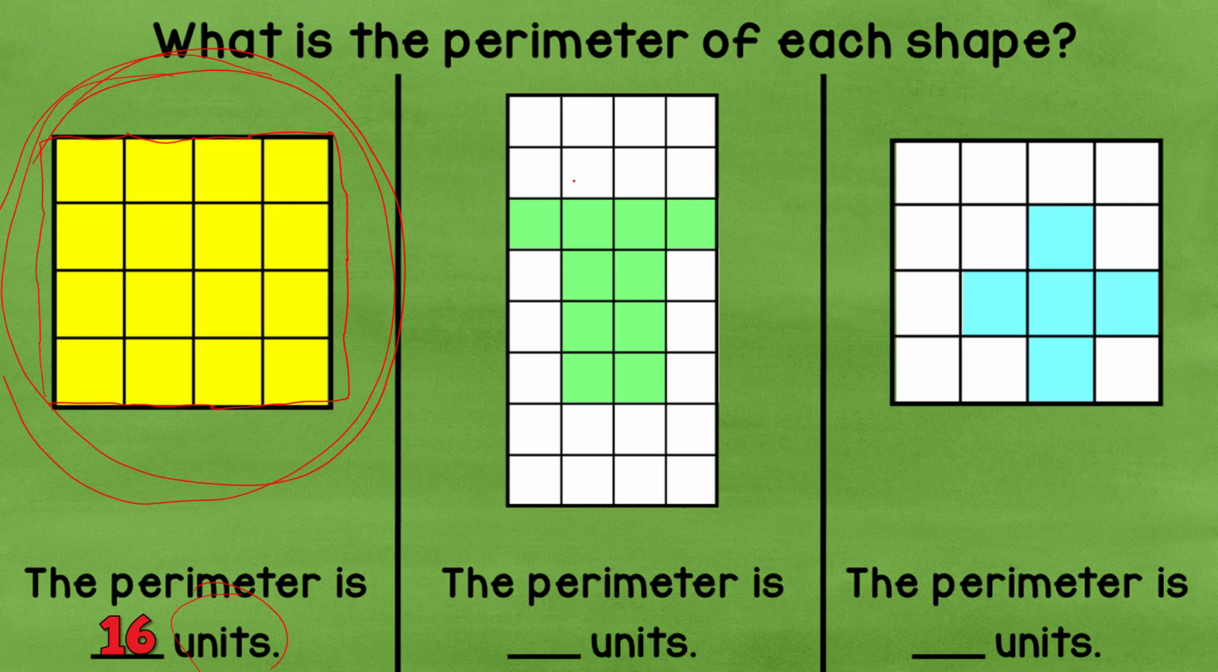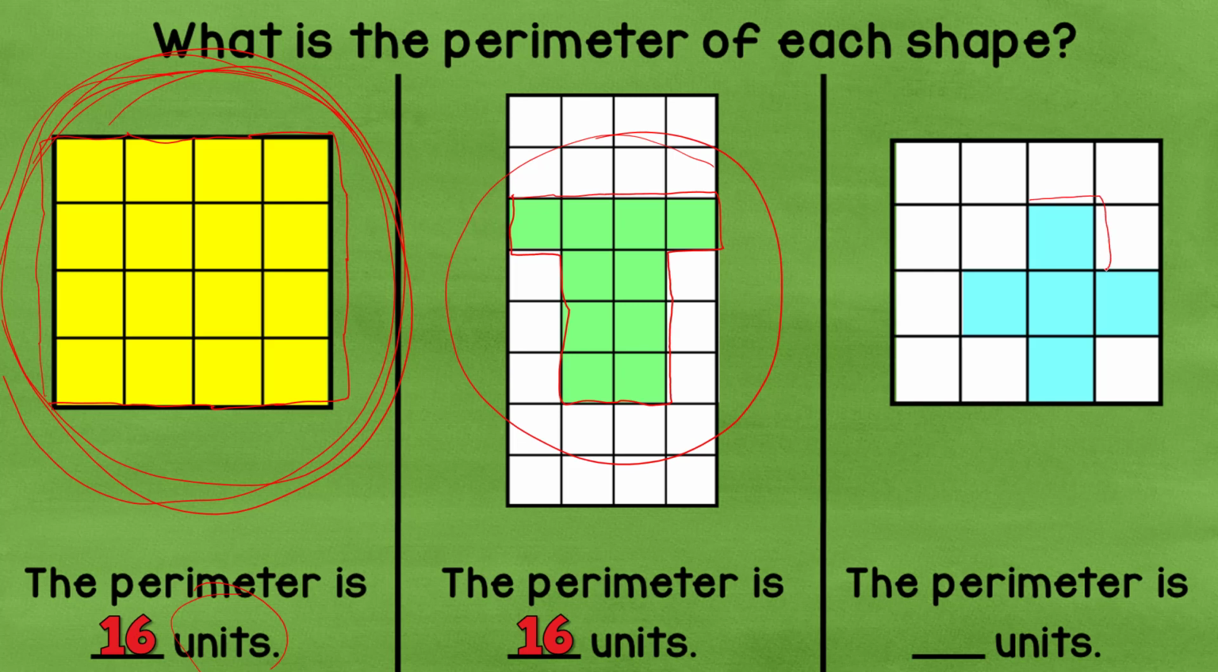Let's see what this green shape has for a perimeter. Count with me. 1, 2, 3, 4, 5, 6, 7, 8, 9, 10, 11, 12, 13, 14, 15, 16. This shape also has 16 units. And it's interesting to see that this green shape here has the same perimeter as this yellow shape, but they look different.